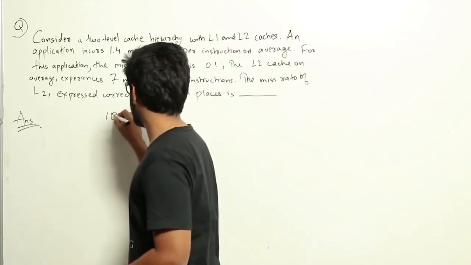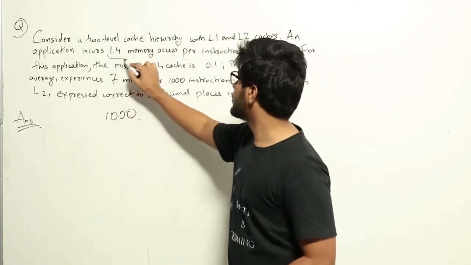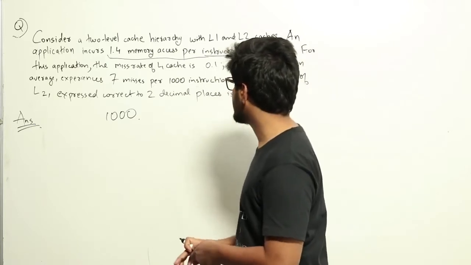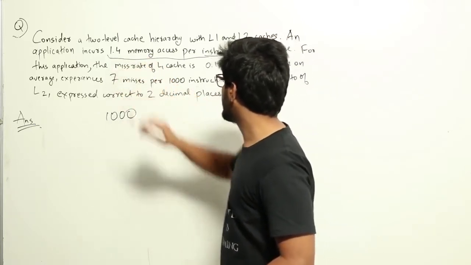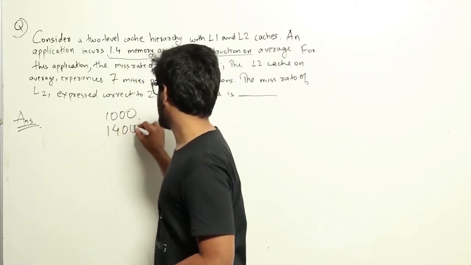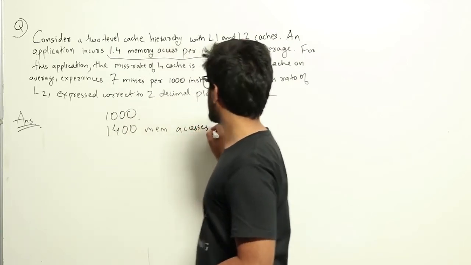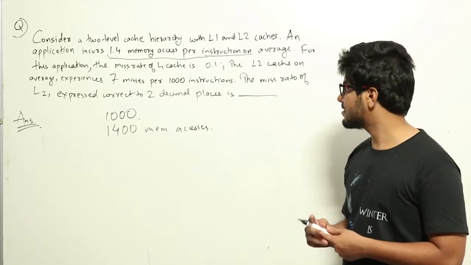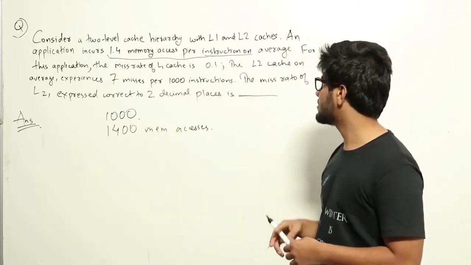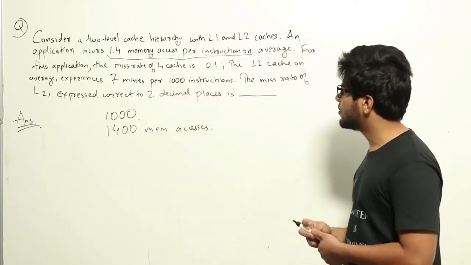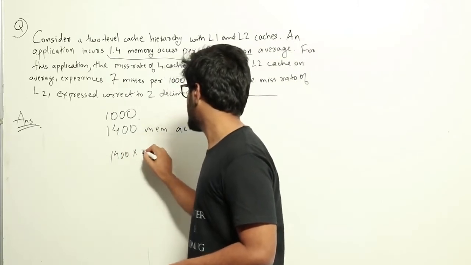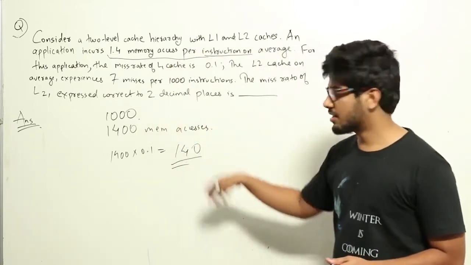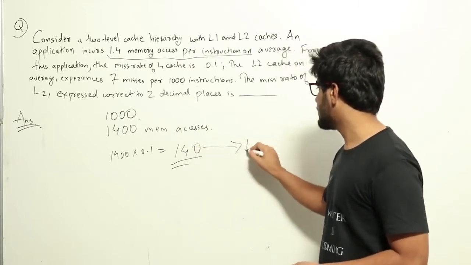Consider that there are 1000 instructions in total, and it's given that the application gets 1.4 memory accesses per instruction. So if there are 1000 instructions, it will cost 1.4 into 1000 memory accesses, meaning it will be costing 1400 memory accesses. And it's given that the miss ratio of L1 cache is 0.1, meaning for 0.9 of the memory accesses, it will be there in L1 cache, and for 0.1 it will not be there in L1 cache. So 1400 into 0.1 equal to 140. So out of 1400 memory accesses coming to L1, 140 won't be there in L1, the rest will be there in L1. So these 140 memory accesses will go to L2 cache now.